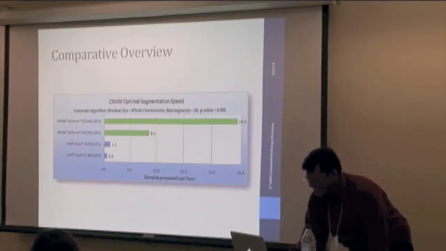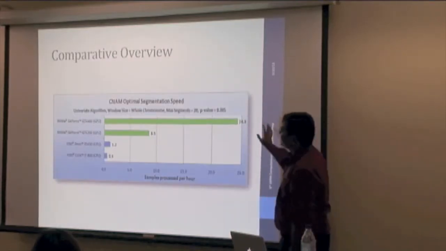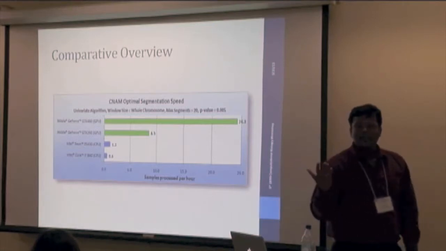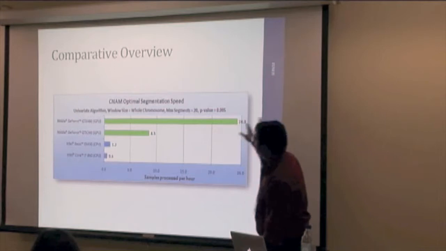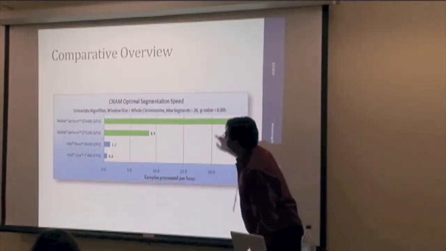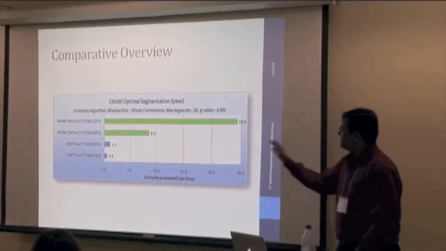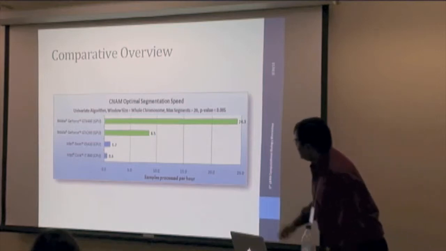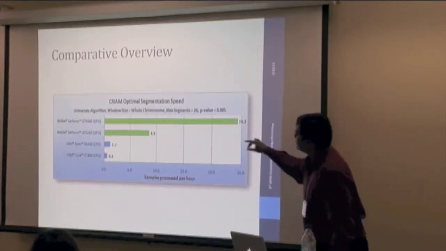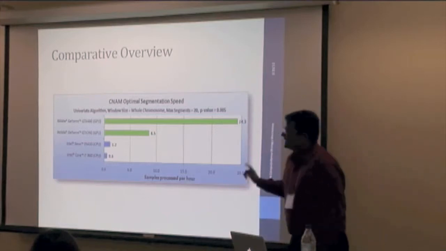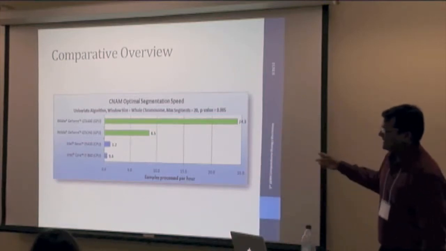So this was a nice comparative view of the time that you could actually save with the Intel core, and this is the GeForce, the GPUs, when you compare them. So the longer the bar, the better. This is the whole chromosome, showing the number of samples processed per hour. The more you do, the better.